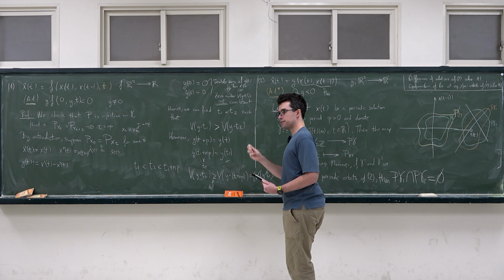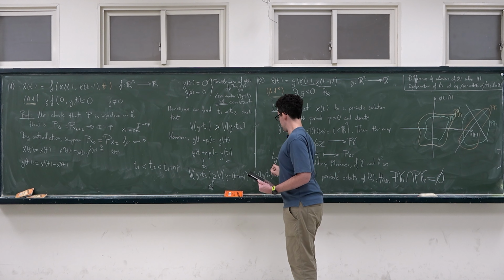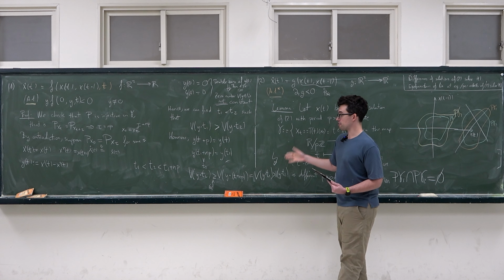How do you write contradiction in Taiwan? Like this? This is fine. Okay. So contradiction.